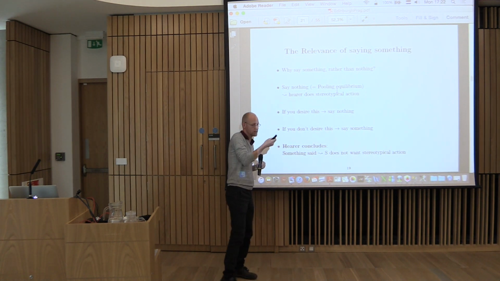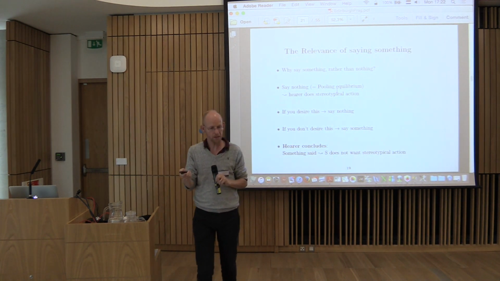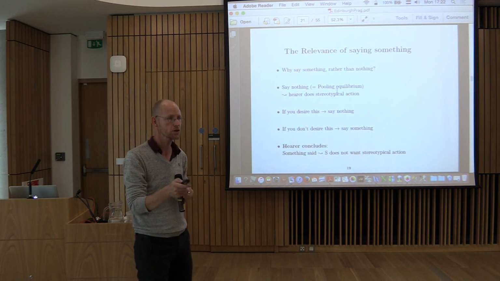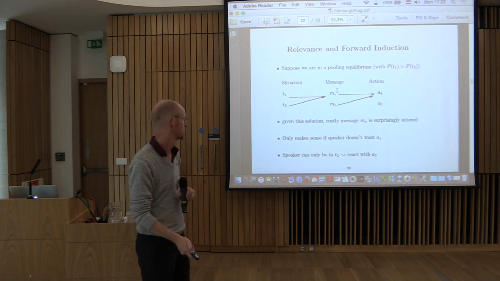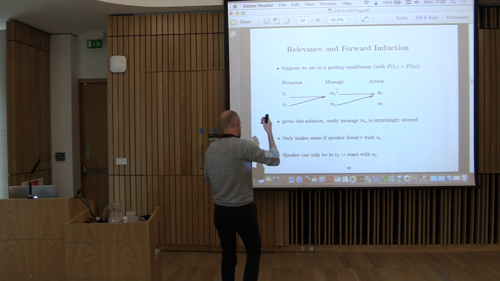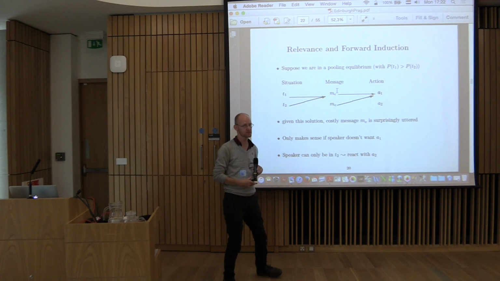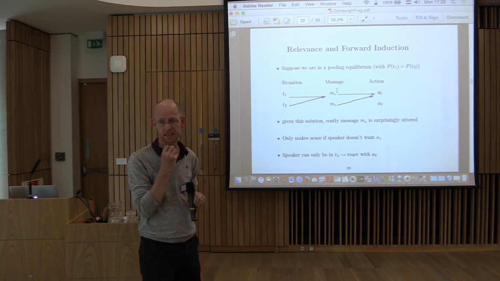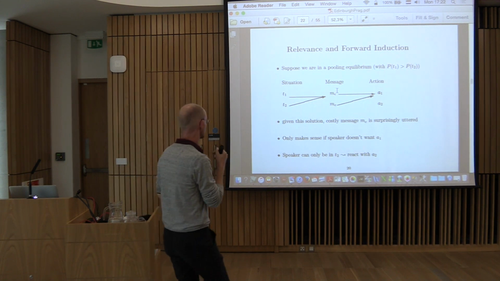So you can also say this, right, in terms of, okay, if I don't do anything, you do the stereotypical action. If I don't want you to do the stereotypical action, I better say something. And actually, you can do that in terms of game theory. It's a very natural reasoning. Right, so here we have an equilibrium of a signaling game, right? It's a Nash equilibrium.